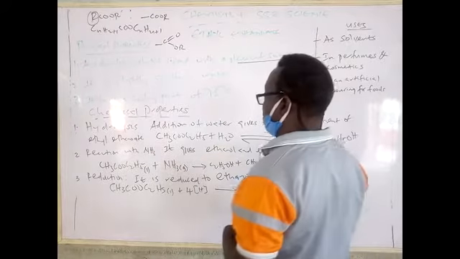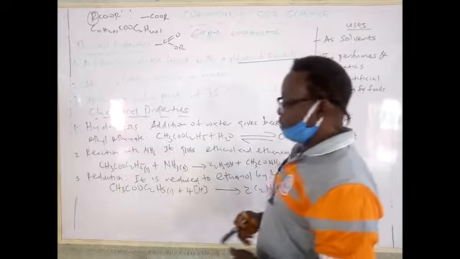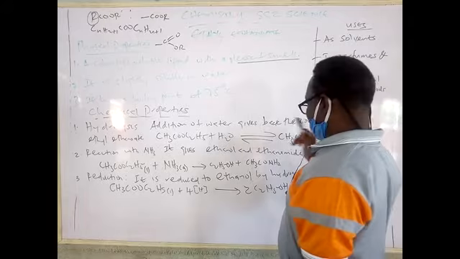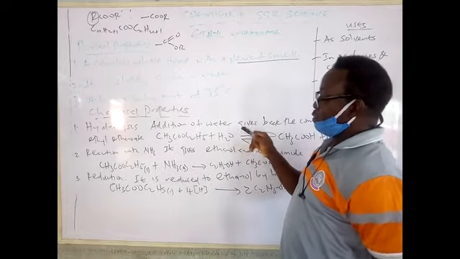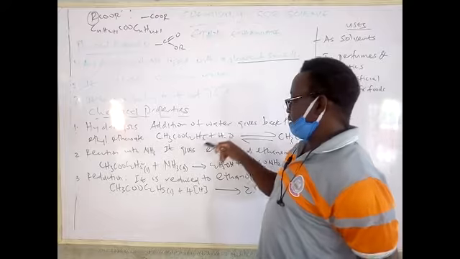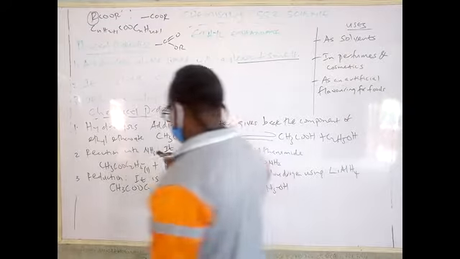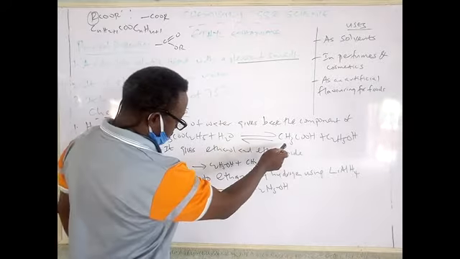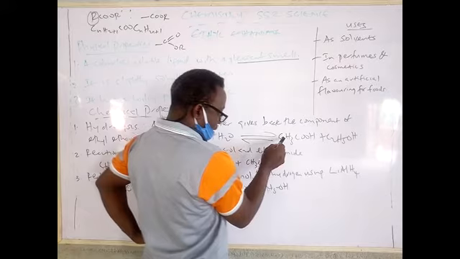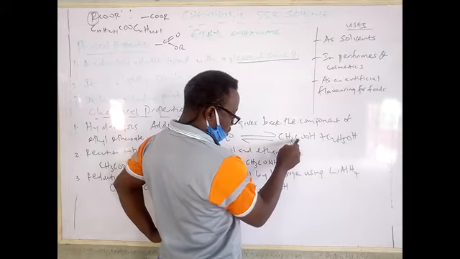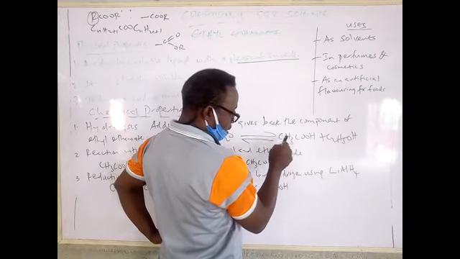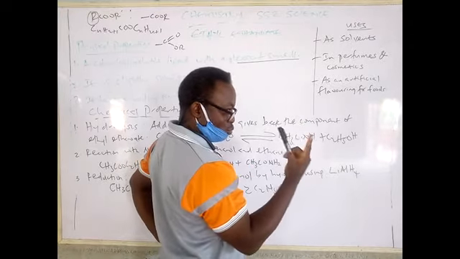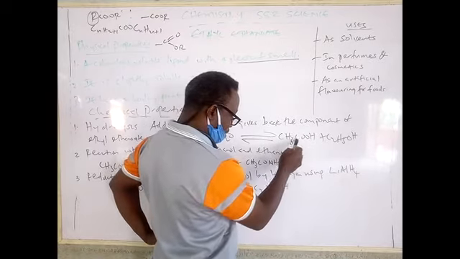So chemical properties now. Number one, hydrolysis. Addition of water gives back the component of ethyl ethanoate. So when water is added, you will have ethanoic acid. Remember, I said you should always count the number of carbons to give you an idea. So you have 2 carbon atoms here. And under alkane series, it is ethane that has 2 carbon atoms. So this is ethanoic acid.